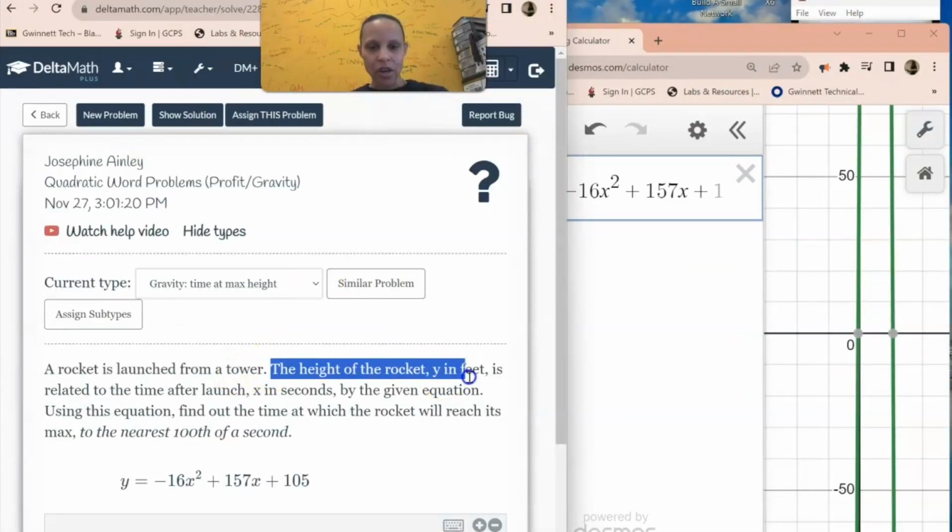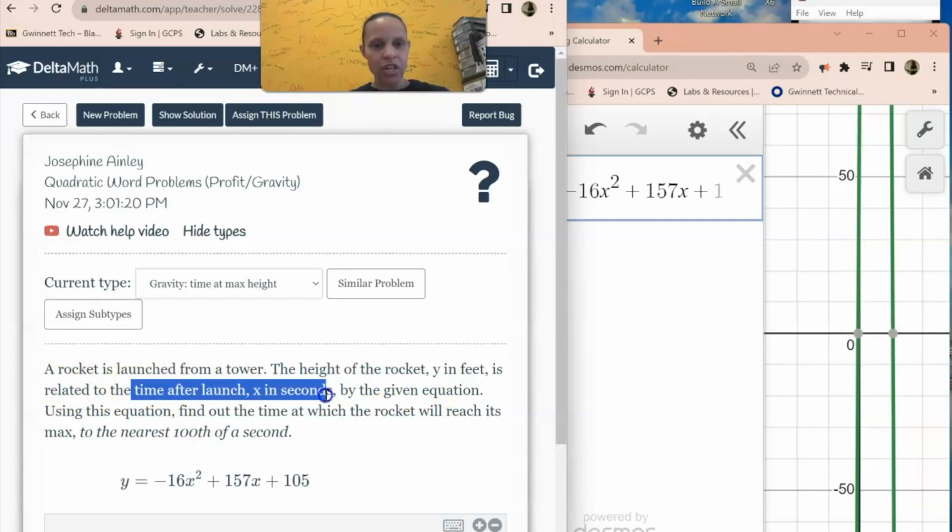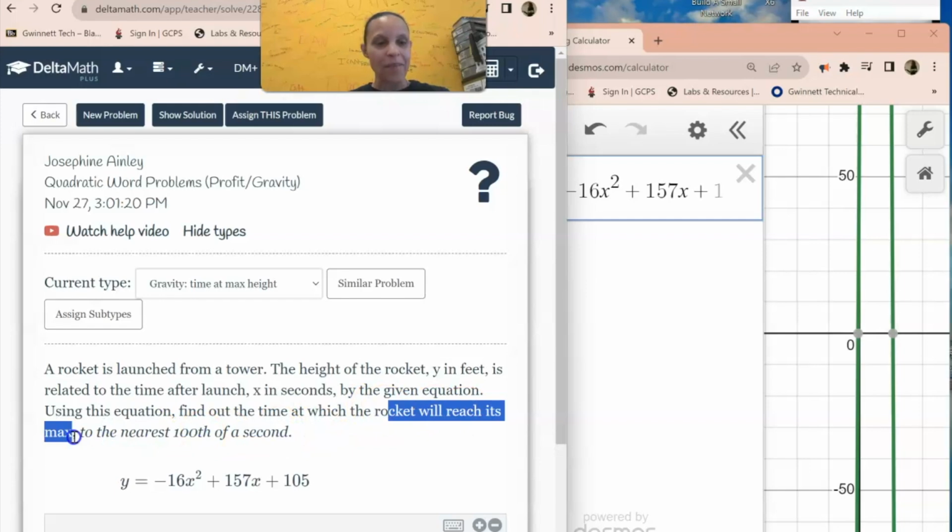The height of the rocket, y. So they're telling you y is what? Height. So if they ask you for height, you look at the y-axis. It is related to the time after the launch, x in seconds. If they ask you for time, you're looking at what? X. By the given equation. Using this equation, find out the time. So if they're asking me for time, find time, and what's time? X. So that means they're asking you for the x value where the rocket will reach the maximum.